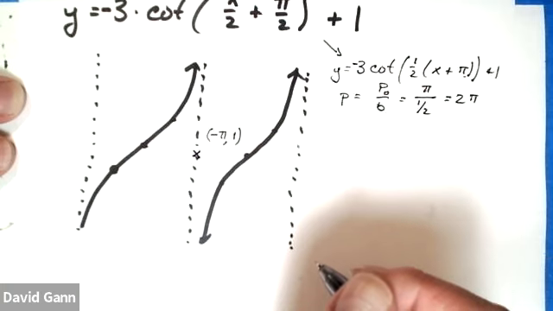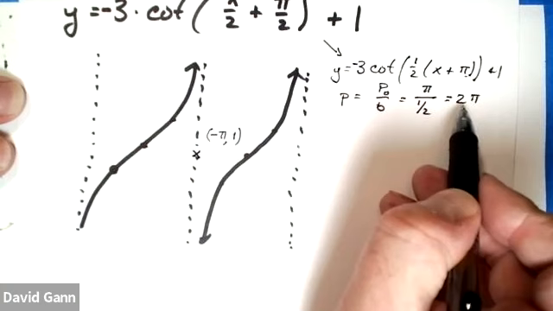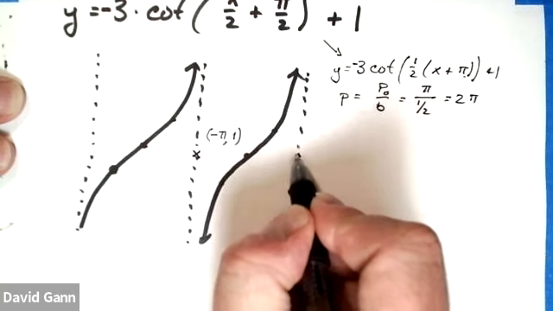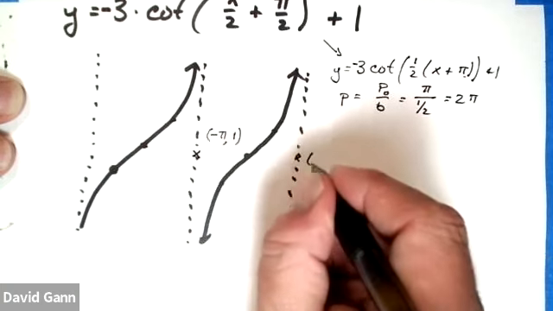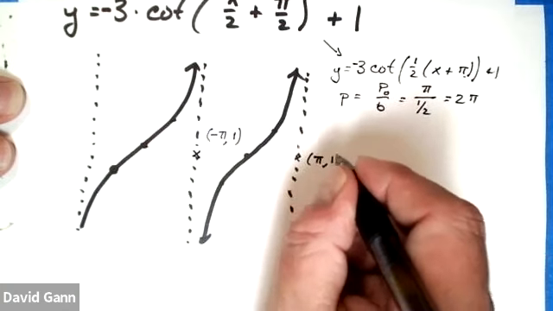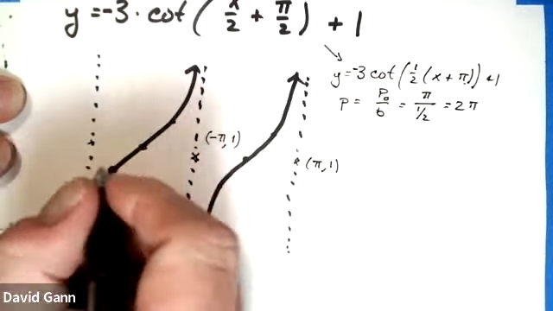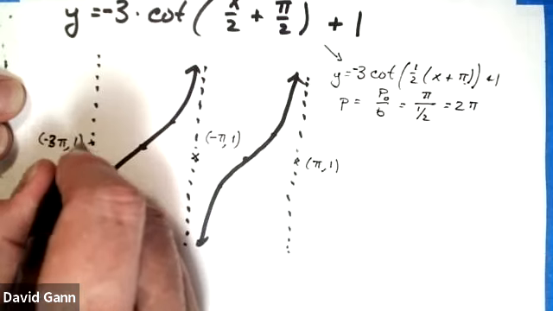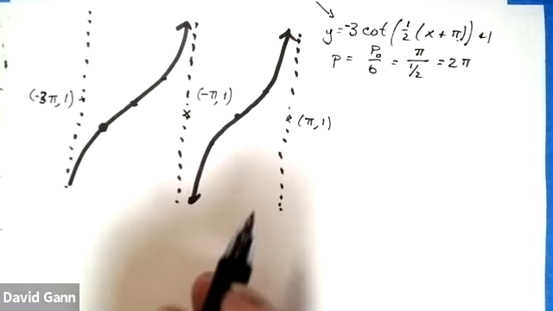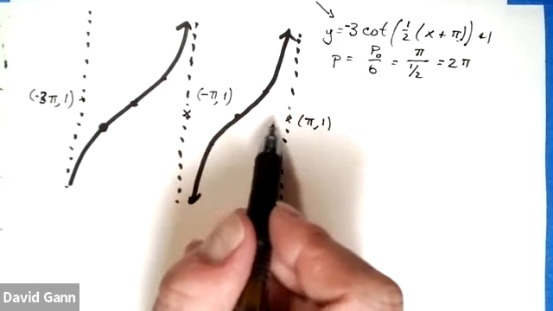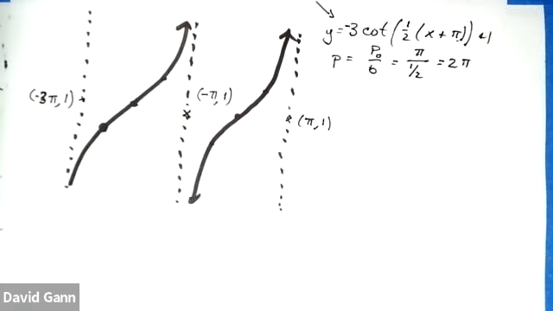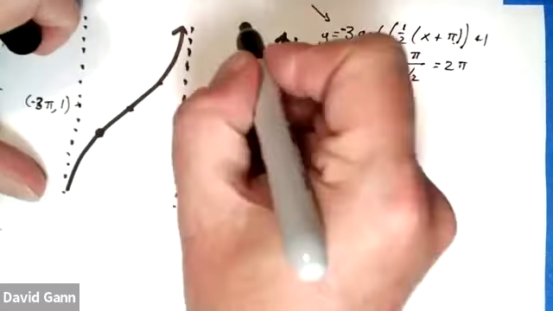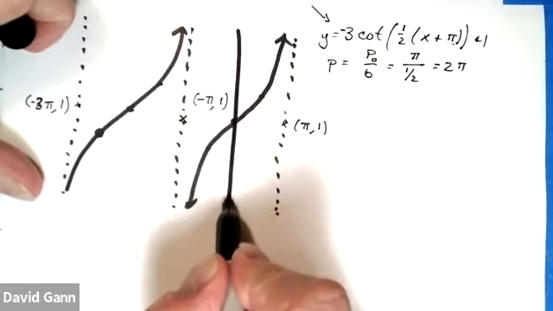Right? Okay, and the period is 2 pi. So this next point over here, if we add 2 pi to this, will actually be pi, comma 1. Going backwards, this will be negative 3 pi, comma 1. So where does that put this reflection point? Well, it's halfway between. This is actually 0. And so since the x value is 0 at this reflection point, that means the y-axis has to go right through that point.